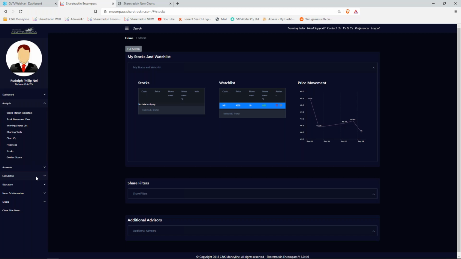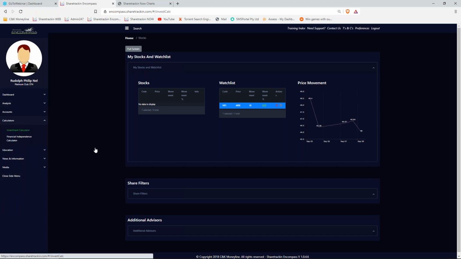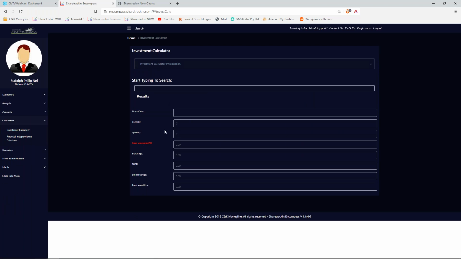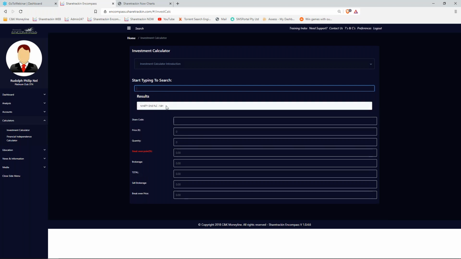Underneath calculators, when you click on calculators, you'll see you've got your investment calculator over there. The investment calculator will show you exactly what the brokerages are that you're going to pay before buying the share. So we're going to enter the share code again, N91, and select the share from the drop down. It will autofill the share code and the price. You just need to supply the quantity.